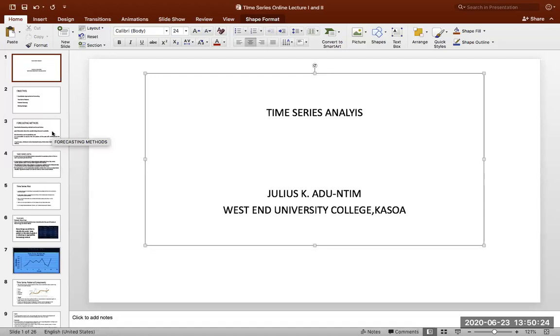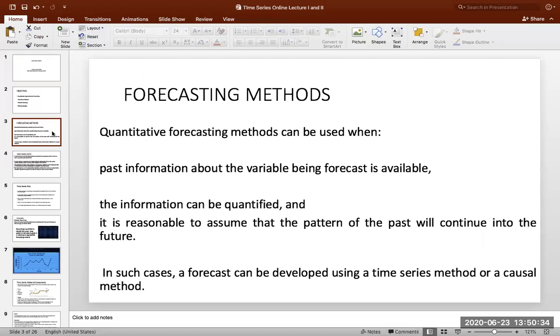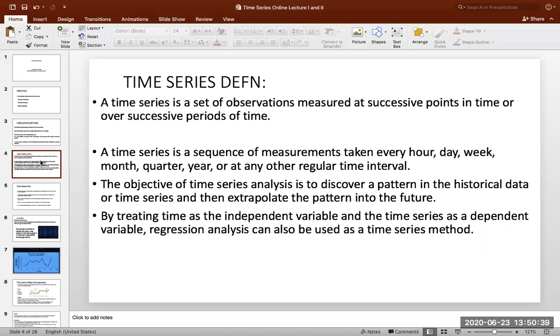Okay, time series is like regression analysis. But in a time series case, the independent variable is time. So in time series, you are measuring how something changes over time. You are measuring how something like a temperature changes over time. You are measuring how, let's say, the price of items changes over time. So in time series analysis, everything is over time.